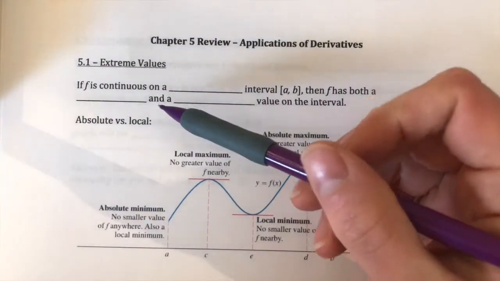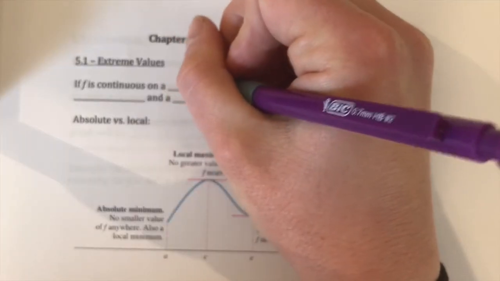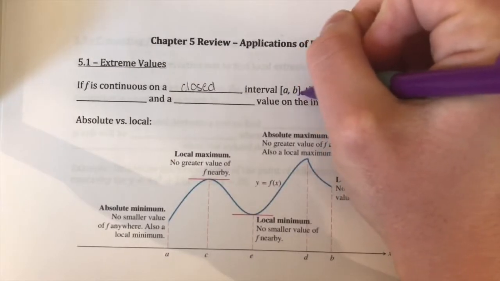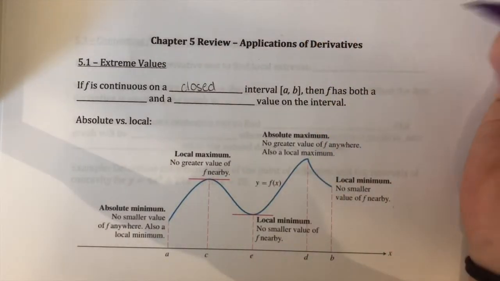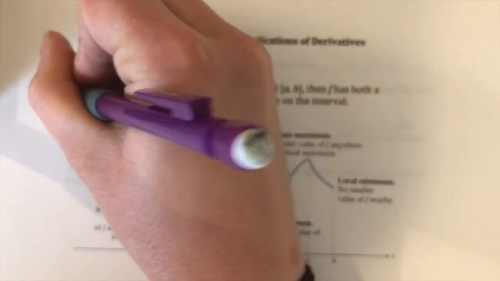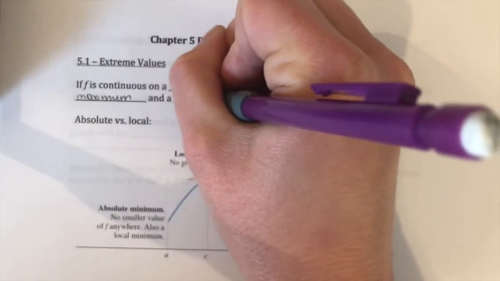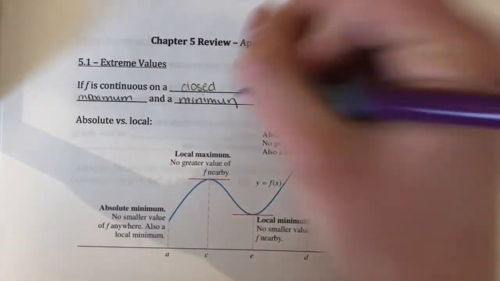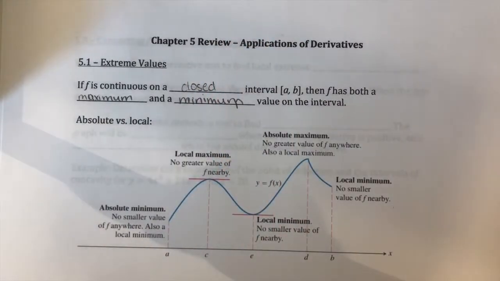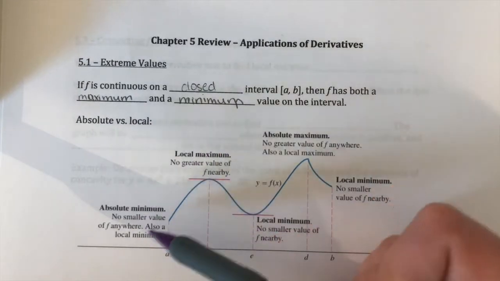So if f is continuous on a closed interval, meaning that it contains the endpoints, then f has both a maximum and a minimum value on the interval. So we talked about the difference between absolute versus local.